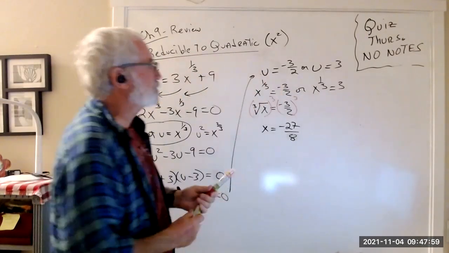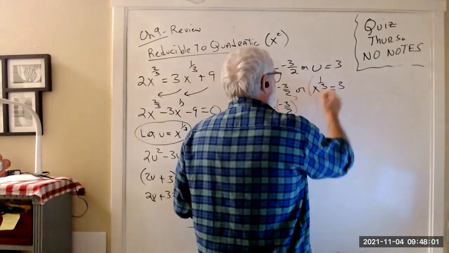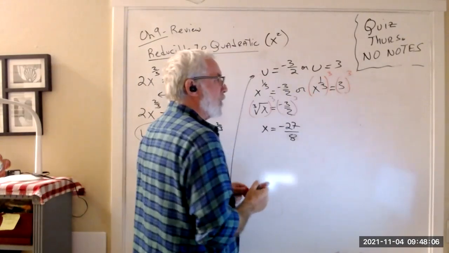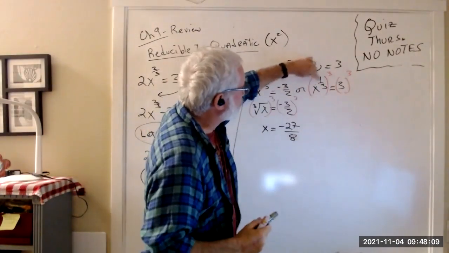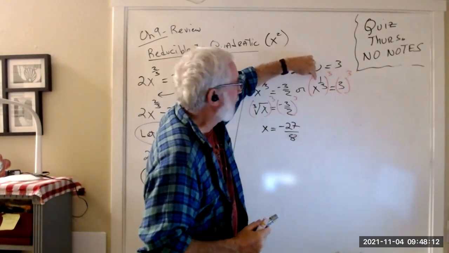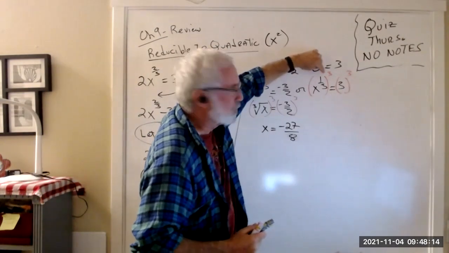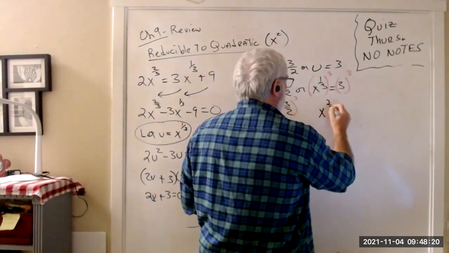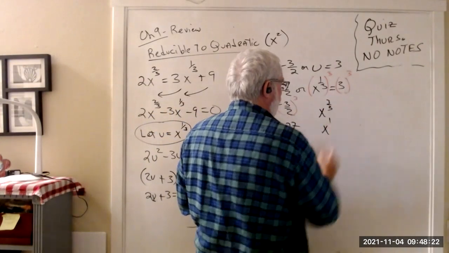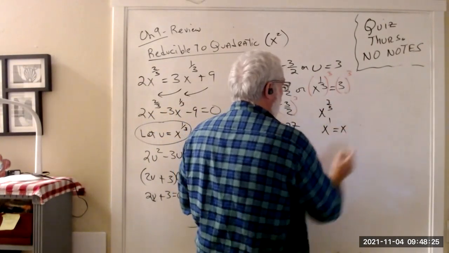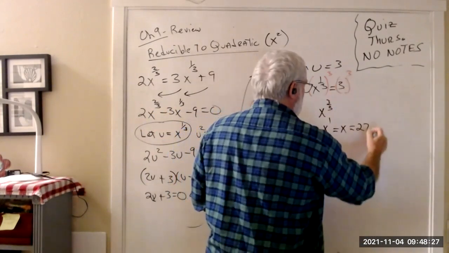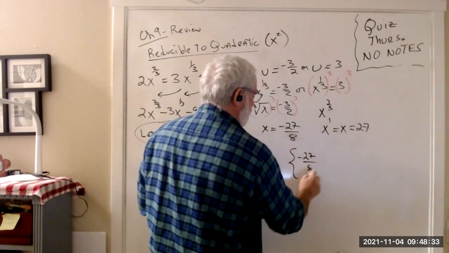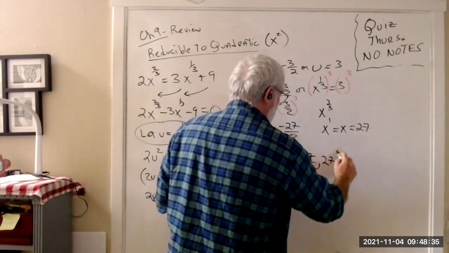The other way, if you're a little bit tricky, is to raise it to a power, okay, the 3rd power, because it's the reciprocal. And when we do a power raised to a power, we multiply them together. So that becomes x to the 3 over 3, which becomes x to the 1st, which is just plain old x equals 27. So our solution set for this particular problem is negative 27/8 and 27.